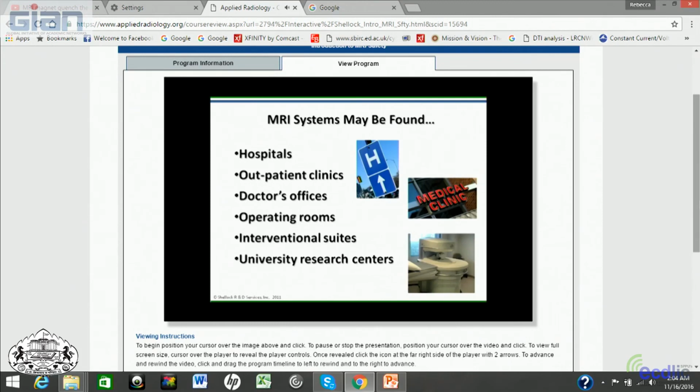MRI scanners can be found in a variety of settings, including hospitals, outpatient clinics, doctors' offices, operating rooms, interventional suites, and university research centers. Therefore, it is important for you to be prepared for each instance where you may find an MRI system, because each setting can present entirely different safety issues.